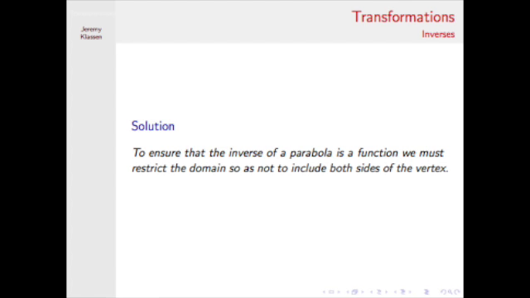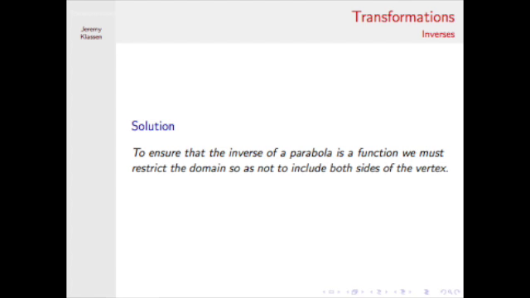Now, as such, in order to ensure that the inverse of the parabola is a function, you can't have that turning point, that horizontal turning point. So you have to restrict the original domain so that you don't have both sides of the vertex.